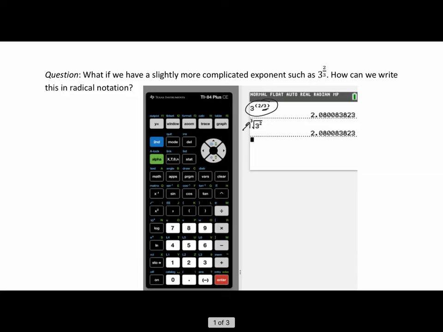And what about that extra number 2? That would stay with the radicand in the base, right? So you'll see that 3 to the 2/3 is this value, and the cubed root of 3 squared is the same value if you put that in your calculator.